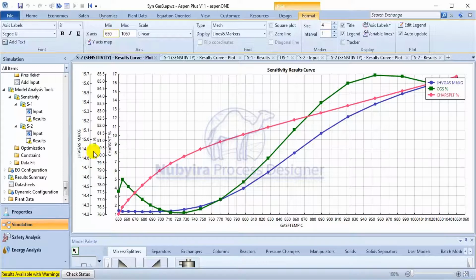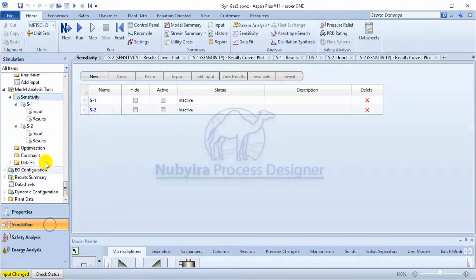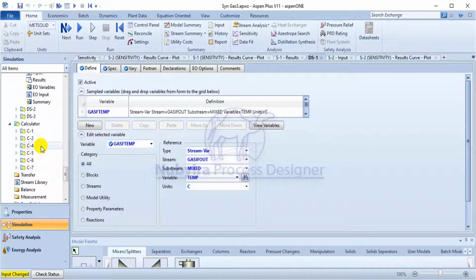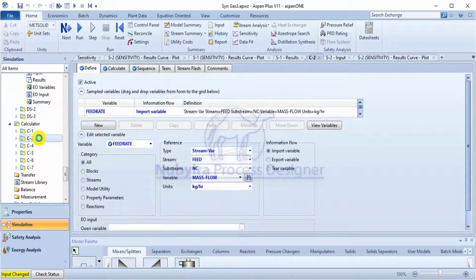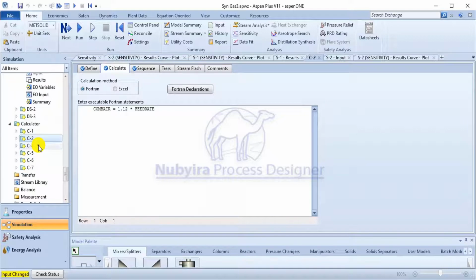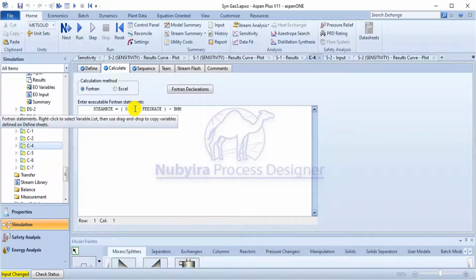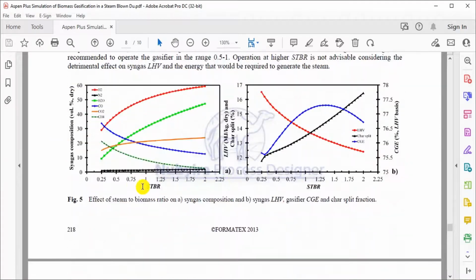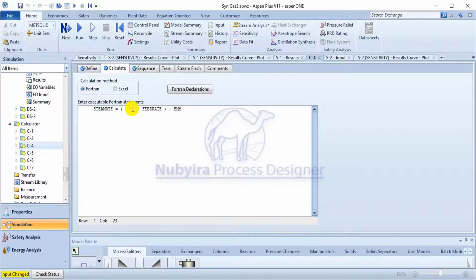So now we move to the next level, which is, let me deactivate this sensitivity analysis again. So for the air to feed ratio, you activate this. So you test the calculator with, let's do the steam to biomass ratio. So I think this is the calculator for it. Oh, no. So I'm going to test it from here. So the range is from, let me show you what it did. So the range is from 0.25 to 2. So I'm going to pick 0.25 to 2 and check like what we did for the first one.